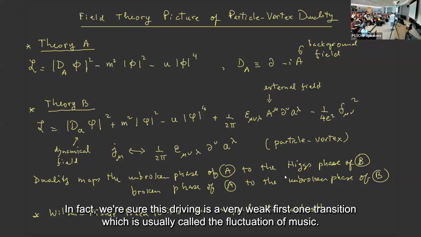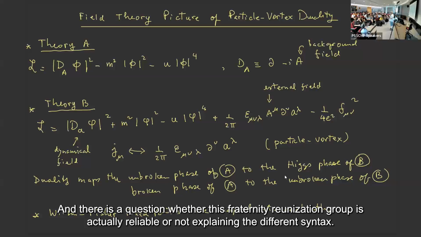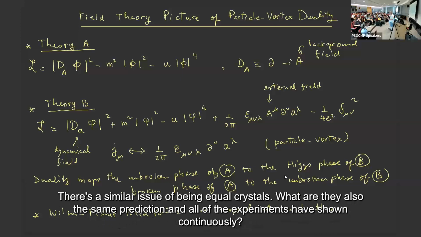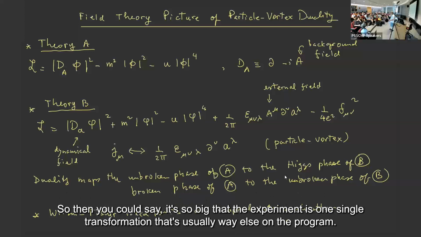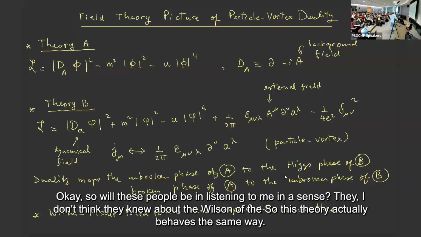But that's actually based on perturbation theory, it's based on a perturbative renormalization group. And there is a question whether this perturbative renormalization group is actually reliable. No experiment has ever seen that. There is a similar issue in liquid crystals, where there's also the same prediction. And all of the experiments have shown continuous transition. So either you could say it's so weak that the experiment has not seen the first order transition, that's the usual way out of the problem. But the other is maybe, since you're actually very far from the perturbative regime, maybe there is some other fixed point that is actually being reached that perturbation theory cannot see. Okay? So what these people did essentially, in a sense, I don't know if they knew about the work by... testing. It's possible that they will discover it will be wrong.